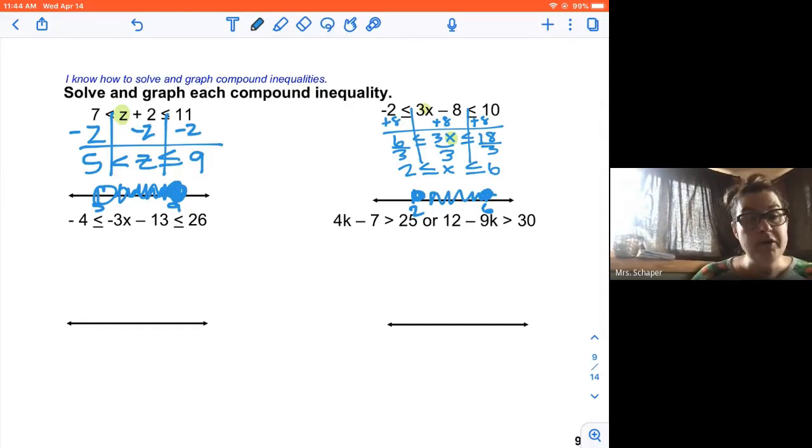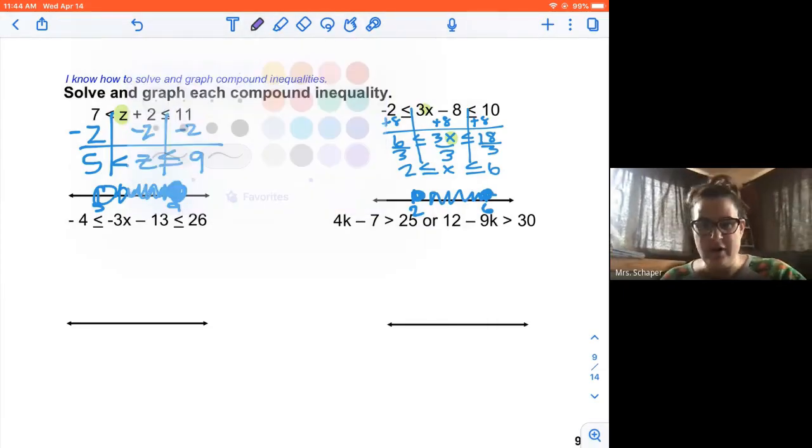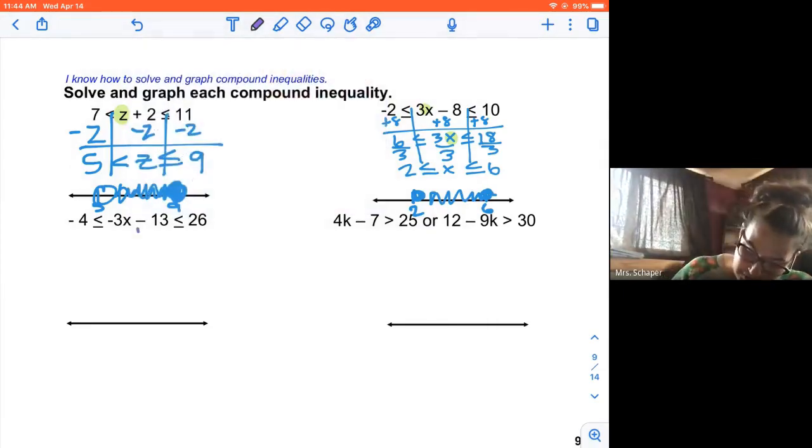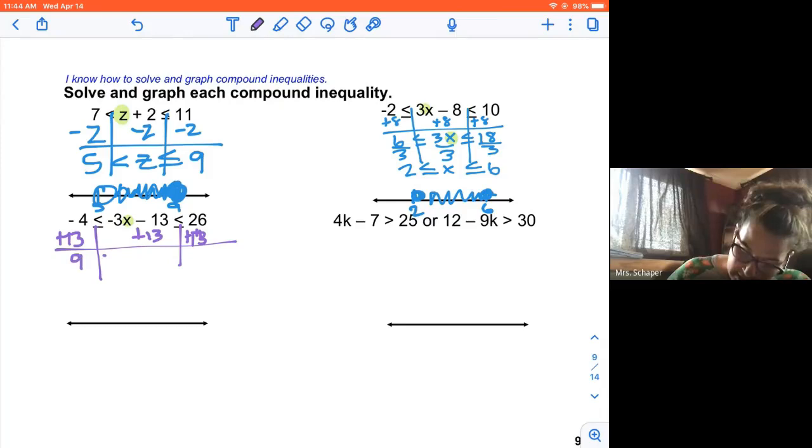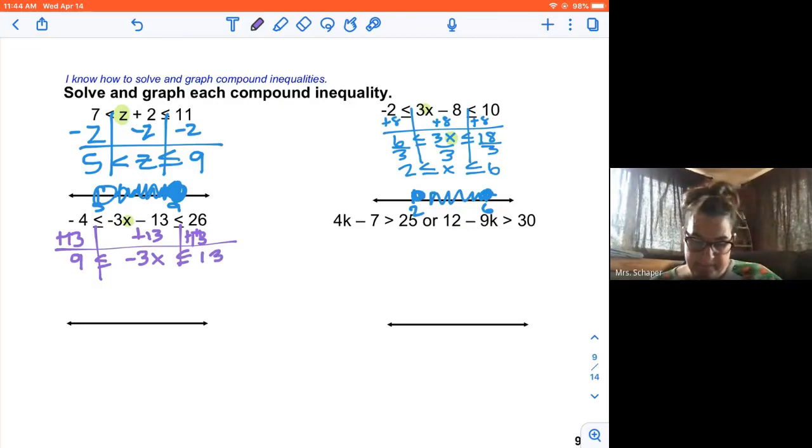All right, I'm going to work through this next one together. It's a little different than the other ones we've done. See if you can figure out why. All right, so I'm going to start by adding 13 because my goal is to get x all alone. Add 13, add 13. So I end up with 9 is less than or equal to negative 3x, which is less than or equal to 13.